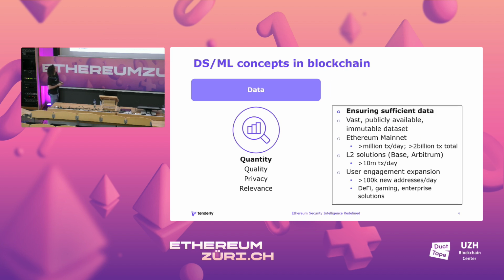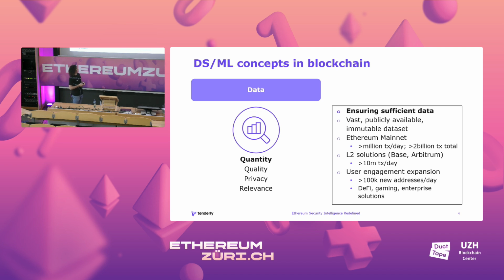Data quantity in blockchain. The good thing here is that blockchain is huge. We have a lot of data there. And what's even better, blockchain is an immutable data set. What happened once is pretty much persistent. It cannot be changed, so you can use it for good. For example, on Ethereum mainnet, we have more than 1 million transactions a day. Up until now, there have been more than 2 billion transactions. And like I said, each transaction is a graph of things happening. So that's really a lot of data.